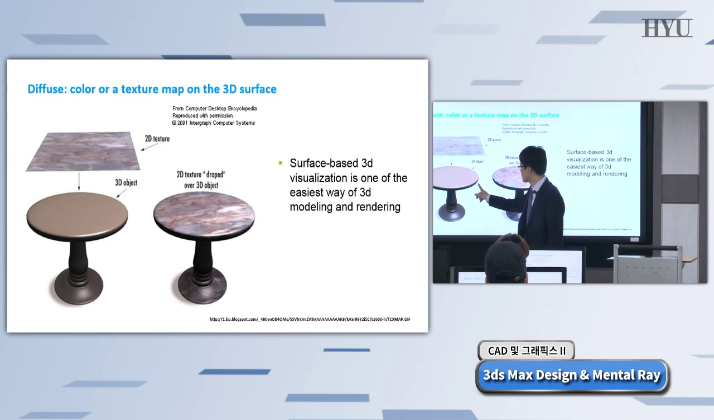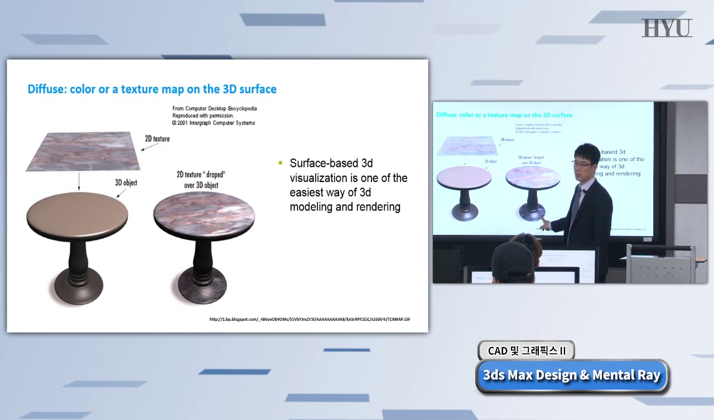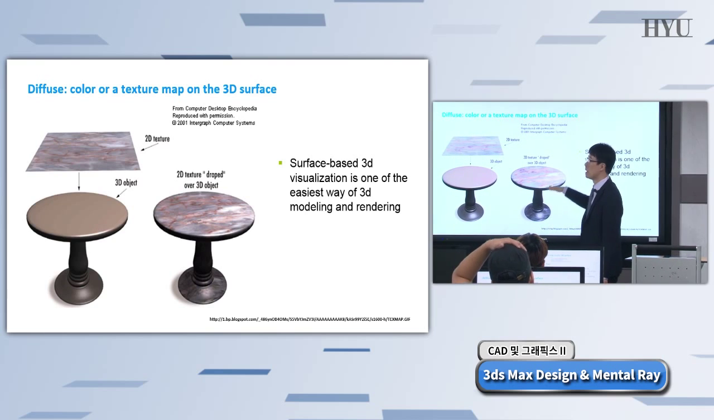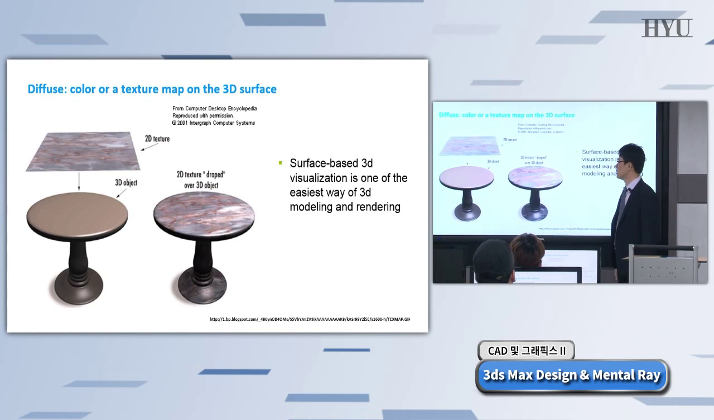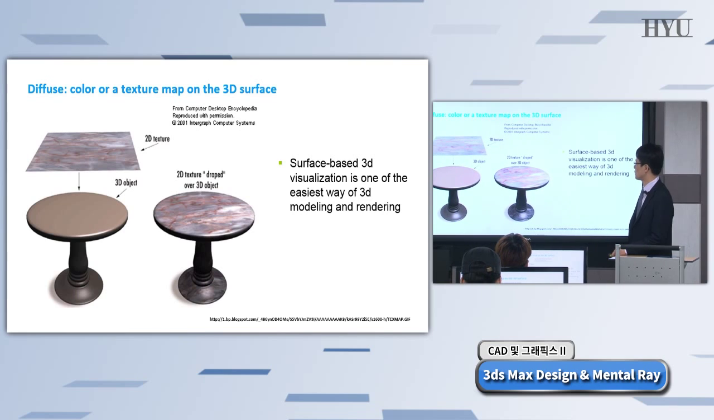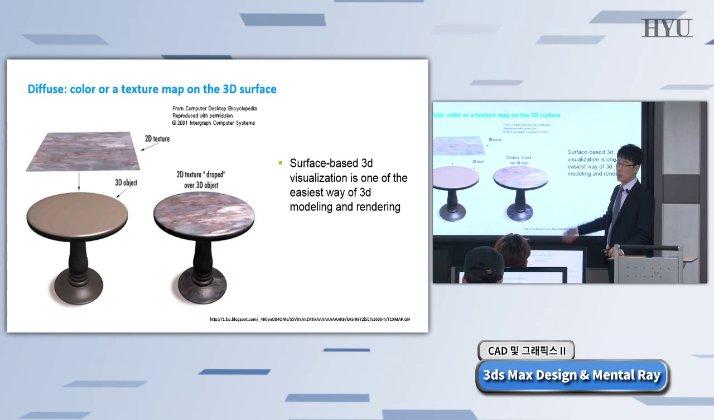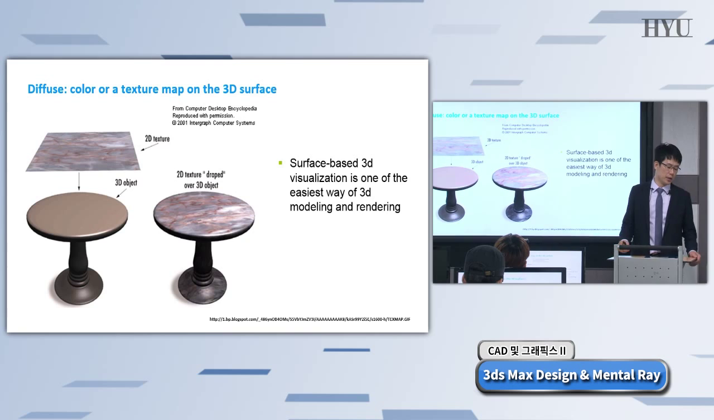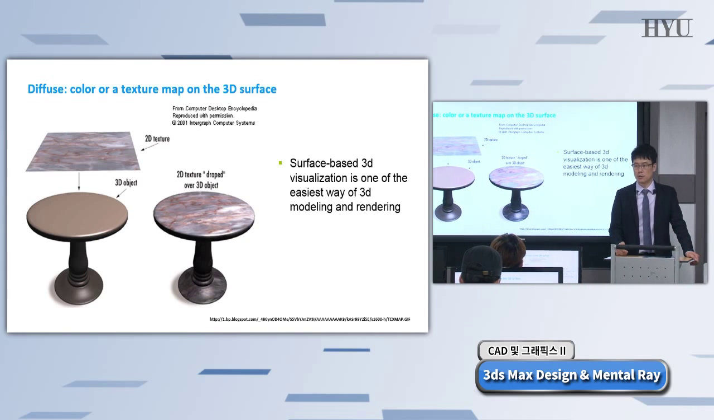Computationally, even if it has some round corners or some complicated geometry, this 2D texture can be totally mapped, dropped over any type of 3D shape, okay, 3D object. Simply, this is a surface-based model. So it is one of the easiest ways of 3D modeling and rendering. A surface-based model is really fast and easy for generating 3D geometry and 3D visualization.